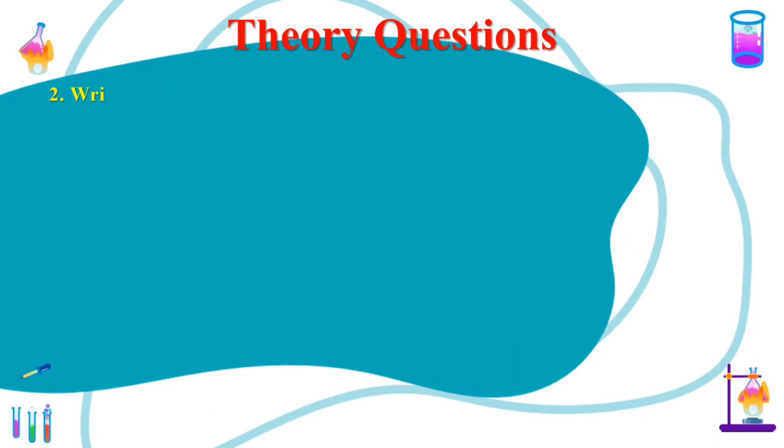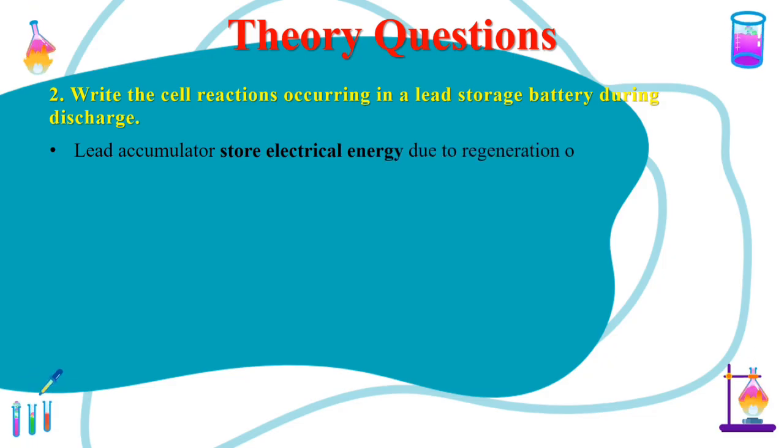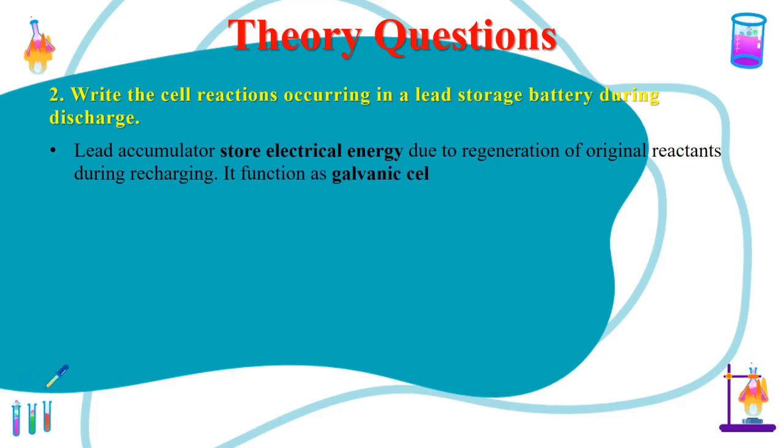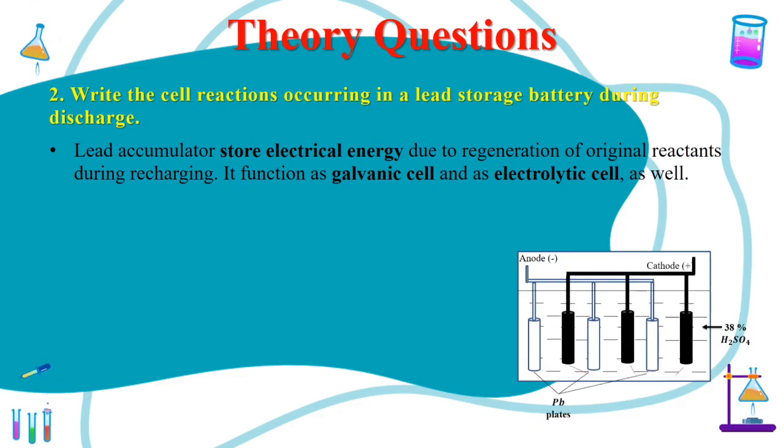Let us discuss now the second theory question: write the cell reaction occurring in a lead storage battery during discharge. The answer is: lead accumulators store electrical energy due to regeneration of the original reactants during recharging. It functions as a galvanic cell and as an electrolytic cell as well. With the help of a schematic diagram, we will come to know what a lead storage battery contains. A group of lead plates serves as anode and another group of lead plates bearing lead dioxide serves as cathode. These electrodes are dipped in an electrolyte of aqueous solution of sulfuric acid.